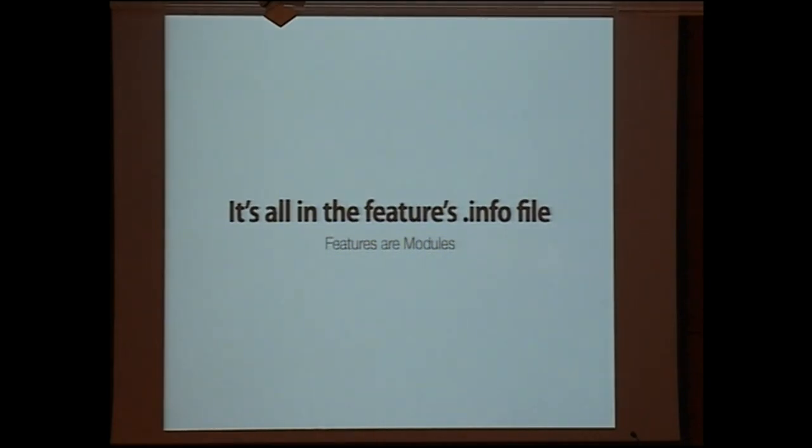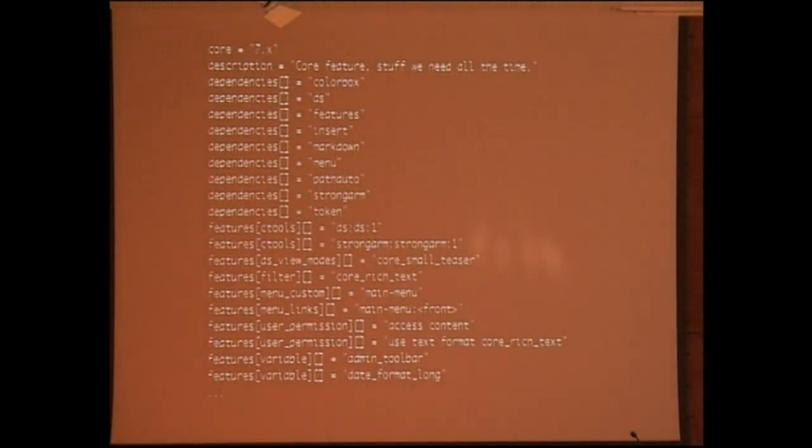To see what a feature contains, you can just look into the info file. And the info file is a kind of manifest for modules as much as for features. So apart from the dependencies that are proper to a module, you also get the features section, which describes your components. Components means configuration, so your user permission settings, your views, your variables, etc.